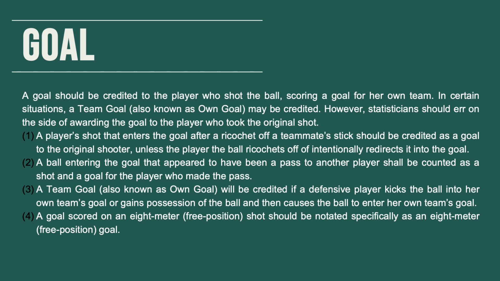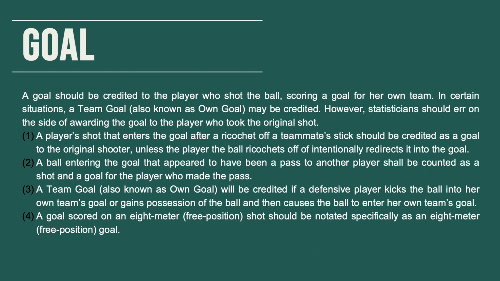A player's shot that enters the goal after a ricochet off a teammate's stick should be credited as a goal to the original shooter, unless the player that the ball ricochets off of intentionally redirects it into the goal. A ball entering the goal that appears to have been a pass to another player shall be counted as a shot and a goal for the player who made the pass.